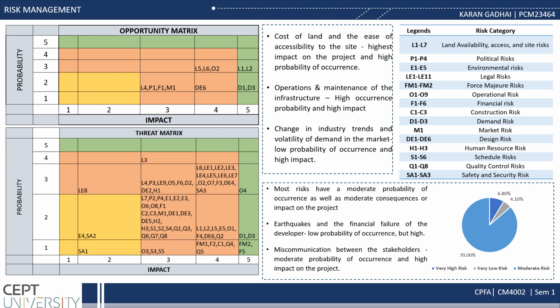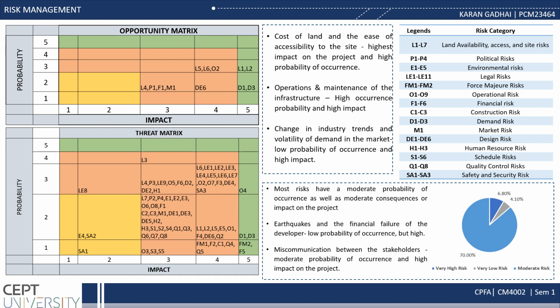Then comes the severity threat matrix. This matrix helps to define the relationship between probability of consequence based on the quantitative value assigned during risk assessment. The value assigned is based on the occurrence of happening during the project. These risks are given based on the scale of 1 to 5. In this, we found out that most of the risks have moderate probability of occurrence as well as moderate consequence or impact on the project.